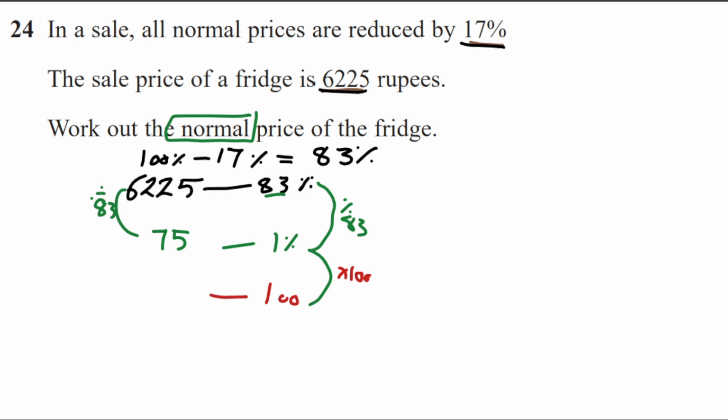And 75 times 100 is 7,500. So the original price is 7,500. Was it easy? 3 marks already.